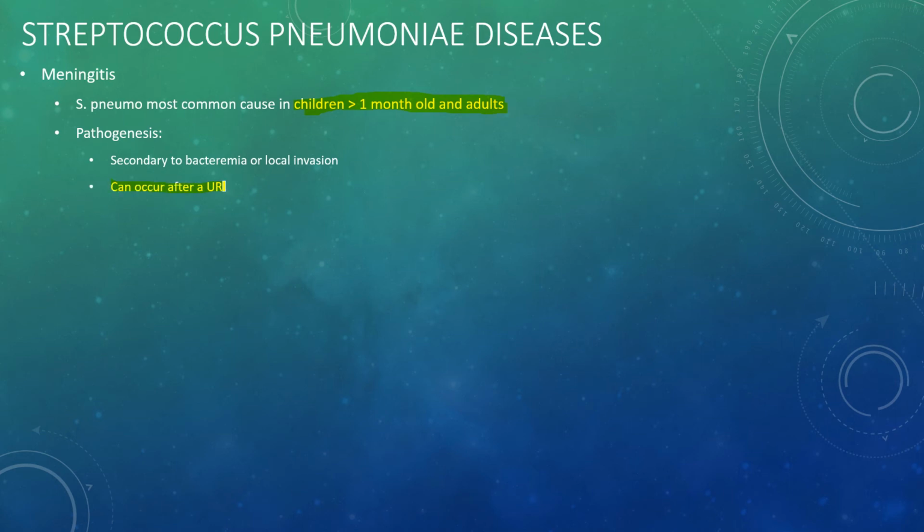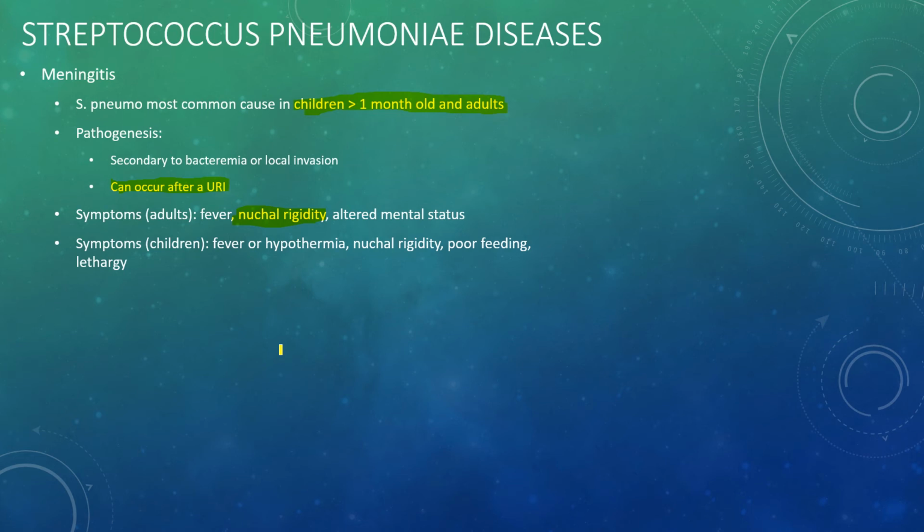And this can happen after a URI. Remember, URI is a big risk factor for strep pneumo diseases. So symptoms in adults, you have fever, the stiff neck, I'm sure you've heard of that, the nuchal rigidity, and altered mental status because the meninges and the brain and the spinal cord and the CSF are being affected.